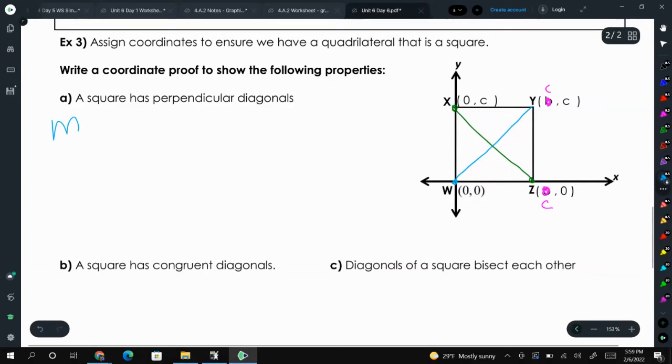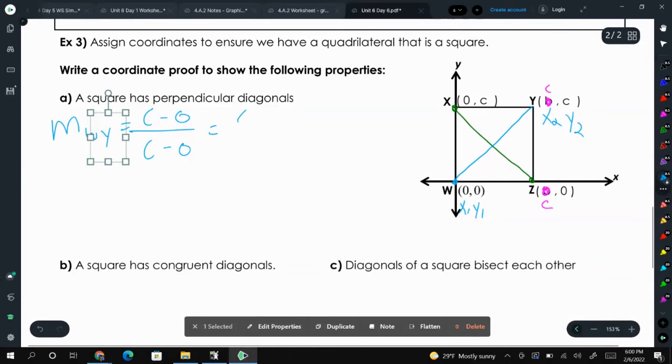A square has perpendicular diagonals. That means we're going to use the slope formula. So the slope of, we'll do WY first. x1, y1, x2, y2. y2 is c minus 0 over x2 minus x1, which is c minus 0. We get c over c, or 1.